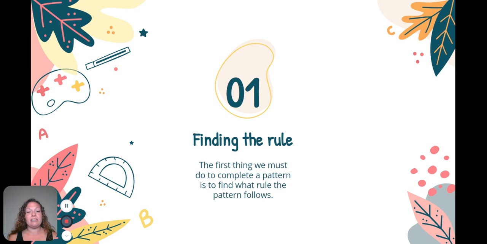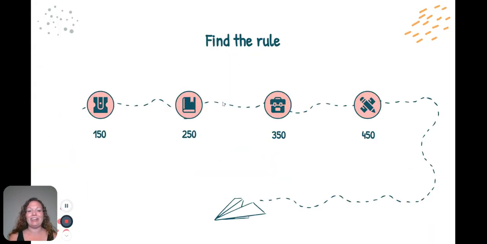We're adding 2 to each of the numbers. Okay, so let's practice this together. Finding the rule. The first thing we must do to complete a number pattern is find what rule the pattern follows. Now, you've been doing this for years, but we're going to work a little bit more difficult problems since we're in 4th grade now. So let's try it. All right, let's look at these numbers. 150, 250, 350, 450. I think to myself, what am I adding to the first number to get to the second number? And if that holds true, then that is the pattern, and we'll try it with the next numbers.